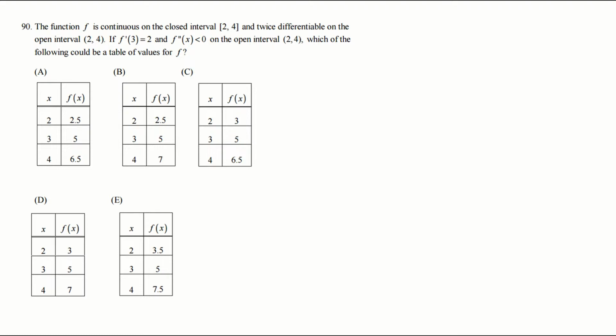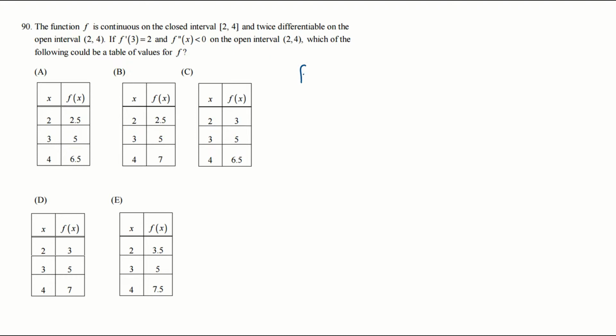So first of all, the function f is continuous on the closed interval from 2 to 4 and twice differentiable on the open interval 2 to 4. That just means you can find the second derivative. So if f prime of 3 equals 2 and f double prime of x is less than 0, which could be a table of values for the original function.